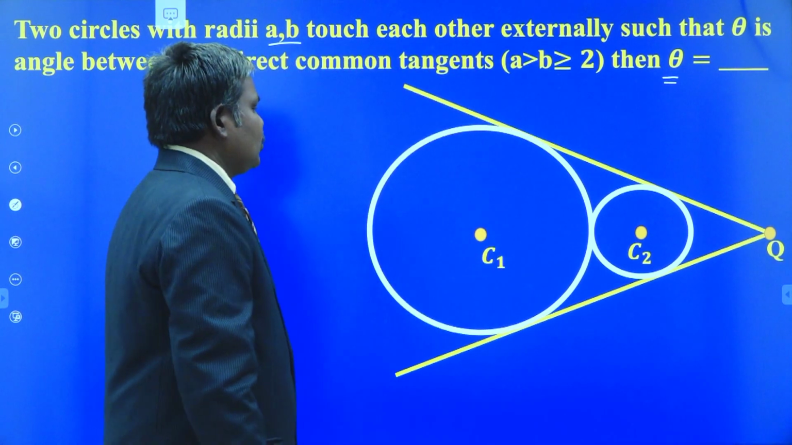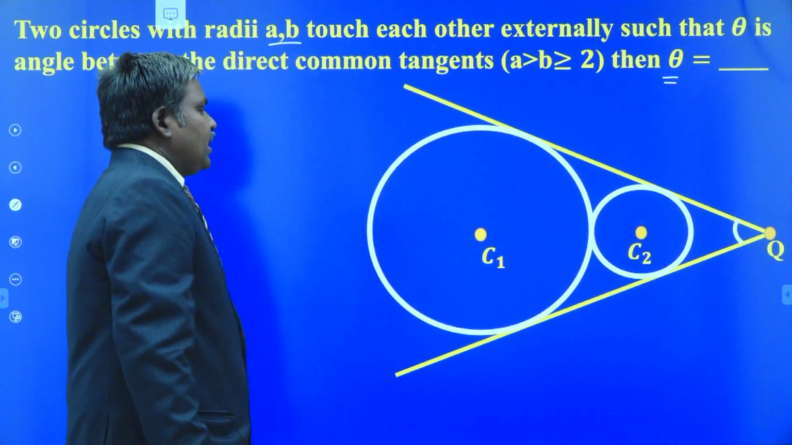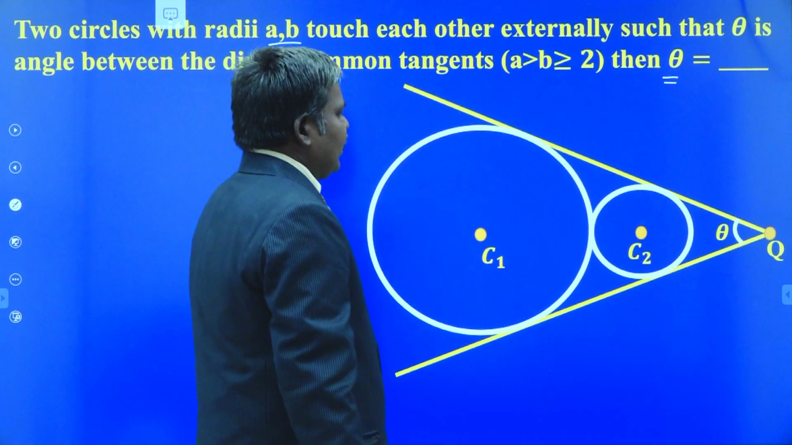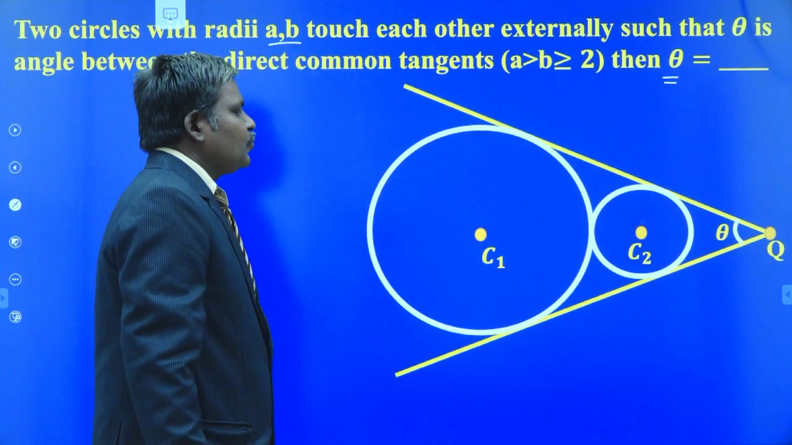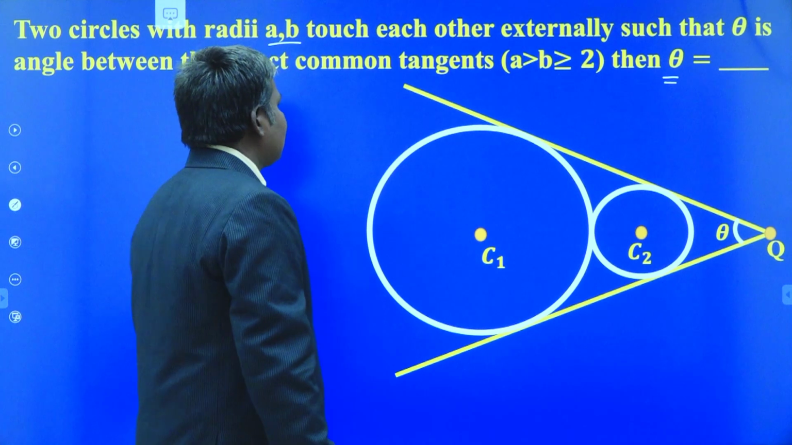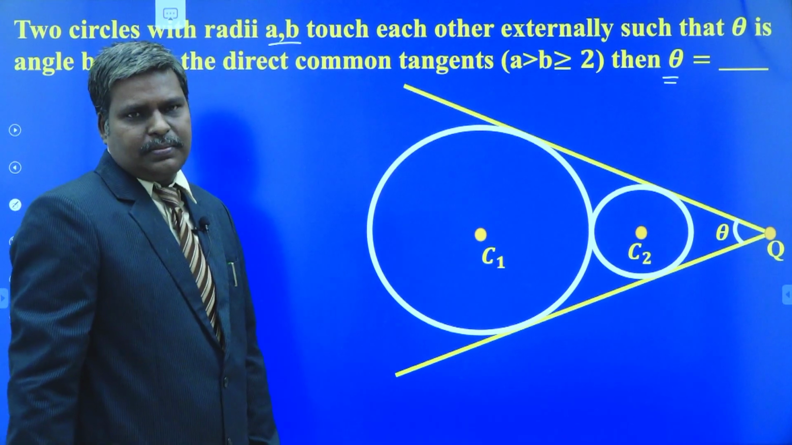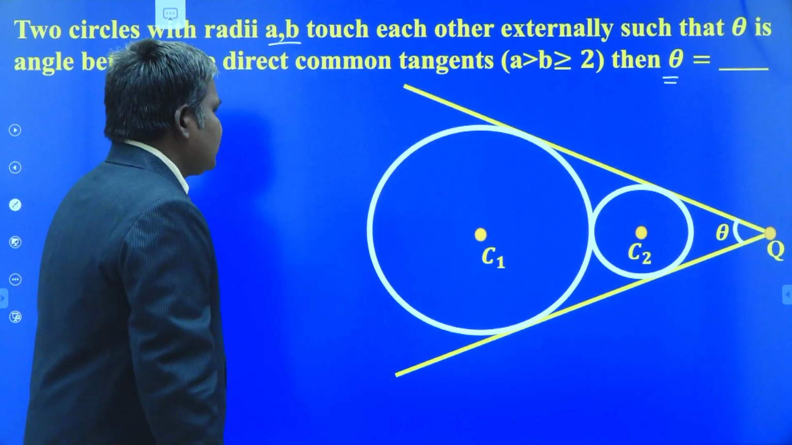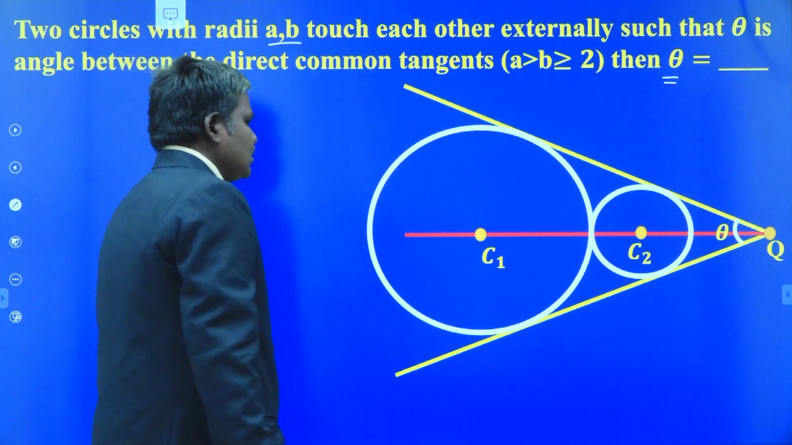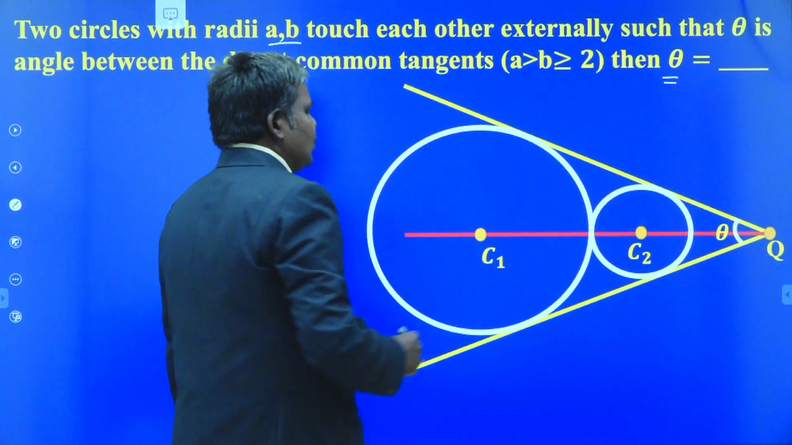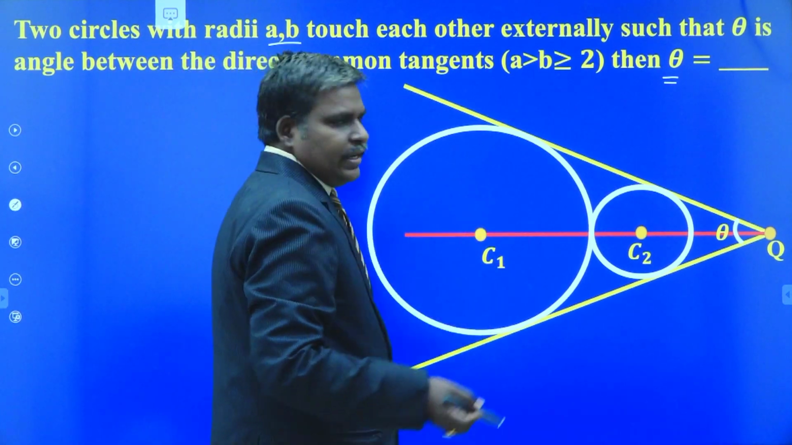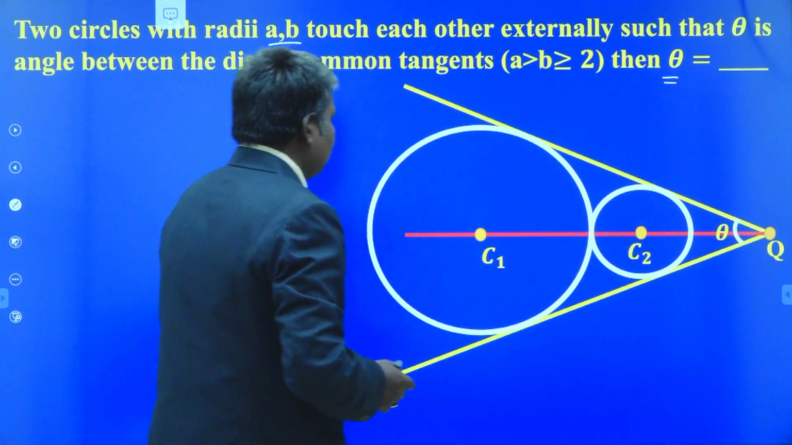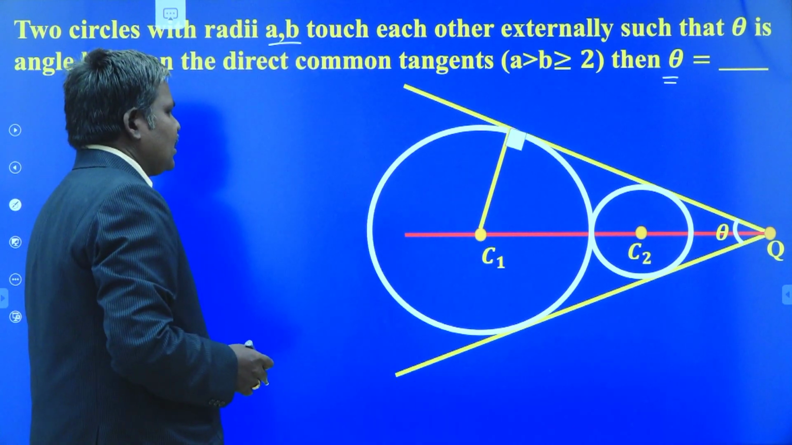Now, this is Q, say. Theta, the angle between the direct common tangents, is given to you. You have to find that theta in terms of A and B. This is the question. So, just by joining the centers C1 and C2, then C1, C2, Q are collinear, by the concept. This is the radius of the first circle.